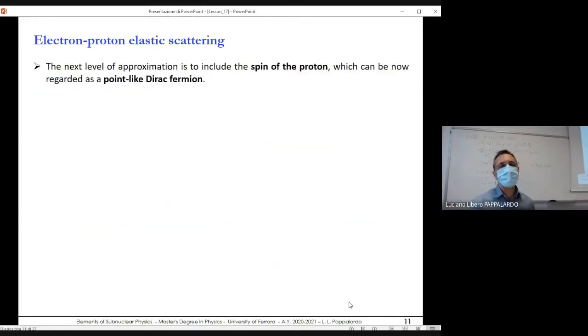So this is not the end of the story, of course. We still have to introduce the spin of the proton. We know that the proton is a fermion with spin 1/2. So the next level of approximation is to include the spin of the proton, which can be regarded as a point-like Dirac fermion, such as the electron.